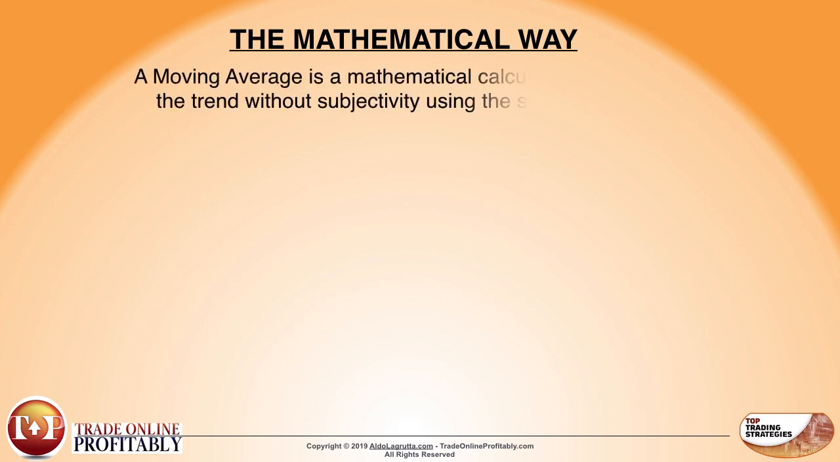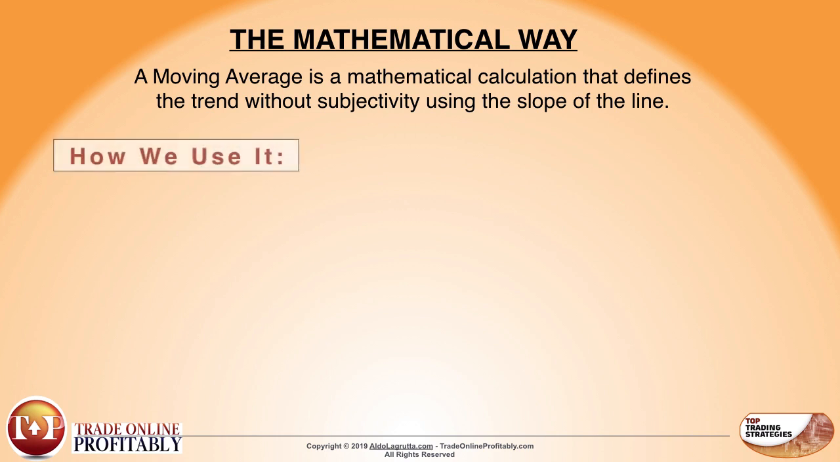A moving average is a mathematical calculation that defines the trend without subjectivity or confusion. Its slope says it all loud and clear. If we simply place a moving average on our chart and observe the direction of its slope, we will be able to quickly and easily define where the trend is. But of course, we need to decide what period and type of moving average to use.